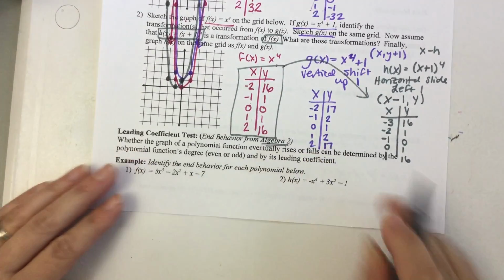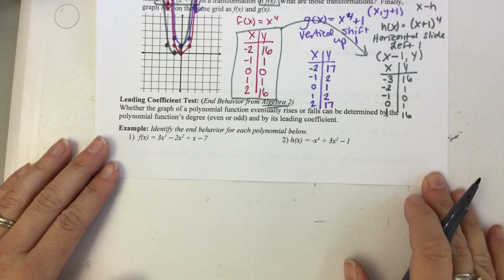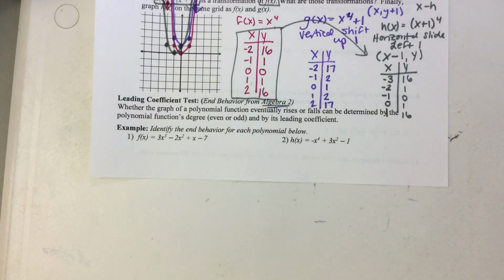Now in Algebra 2, we talked about something called end behavior. Now end behavior tells you what happens at the end of your graph. What happens all the way to the right or what happens all the way to the left. And the way that you determine that is by looking at the leading coefficient and your degree.